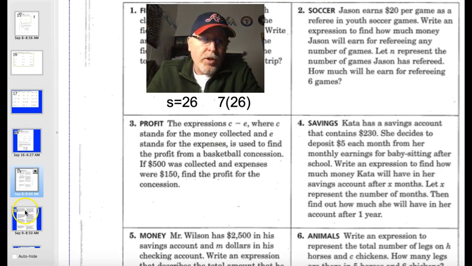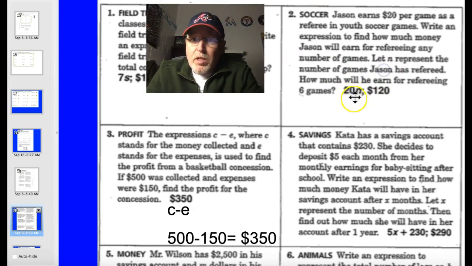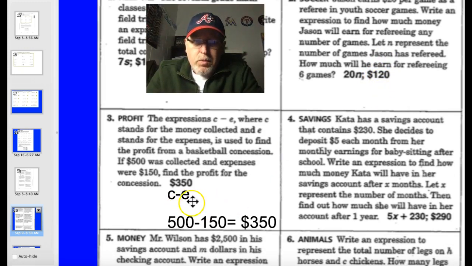All right, let's take a look at your answers. Well, the expression here would have been 2n, and n is 6 games, then it's 120 when you evaluate it. This one here, a lot of kids think is really super hard, but they gave you the expression C minus E. The money collected minus the expenses. Collected money is $500, expenses $150. You got $350 you made for a profit. Not bad.